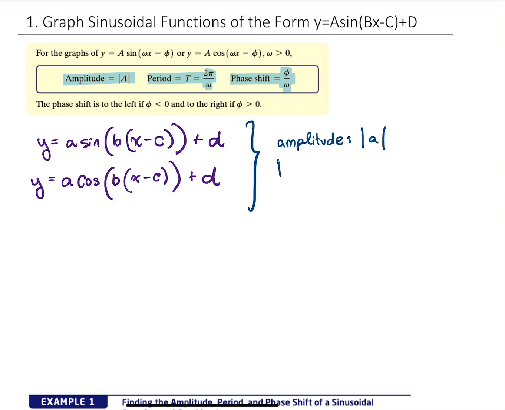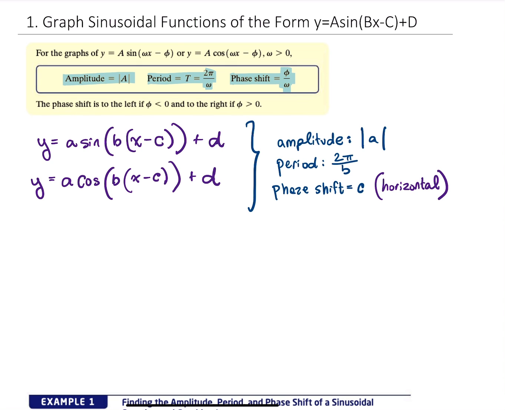The period, we take the base period of 2 pi and then divide by whatever that b term is inside. And then if it's factored out like this, if we have our thing that's being added or subtracted from x in parentheses inside, then we can read directly this value c as the phase shift. We can say we have a phase shift of this value c, and that's a horizontal shift.